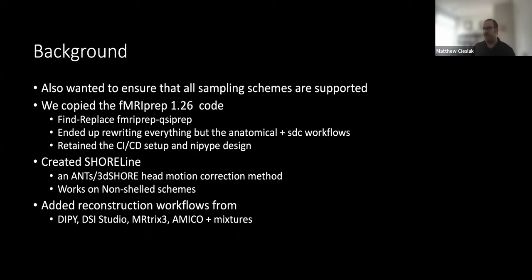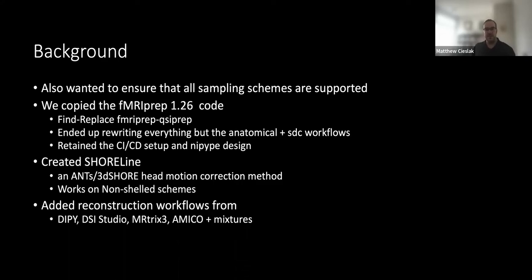And it turned out that just the way that diffusion data is collected and the steps that have to happen to it, it's sort of fundamentally different from how BOLD data is handled. So we ended up rewriting almost everything except for the anatomical and the distortion correction workflows. But because we did this initial find and replace, we kept the really nice parts of fMRI-Prep, which is that it was beautifully coded. So the design of the software itself, including its CI/CD setup and the way that it creates Nipype workflows based on the input data, all of that is still there.